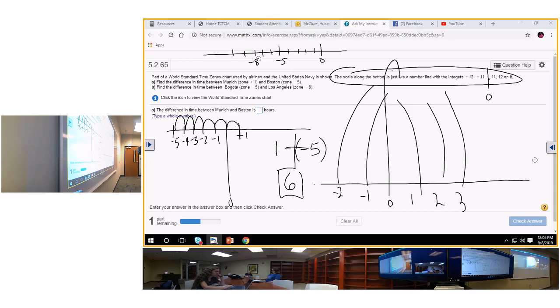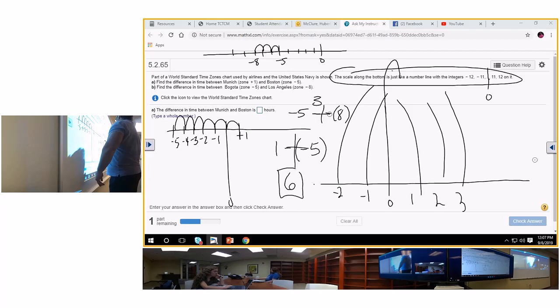Okay, what is the difference, I say, find the difference in time between -5 and -8. So it's going to be 3 spaces. And of course that would be -5 minus a negative 8. And what happens? No sneezing in class. -5 plus 8 is 3.